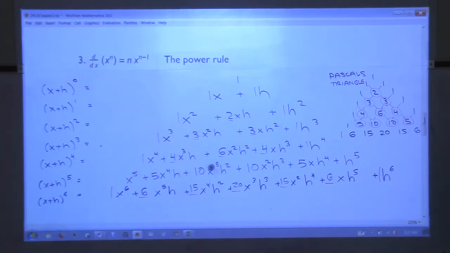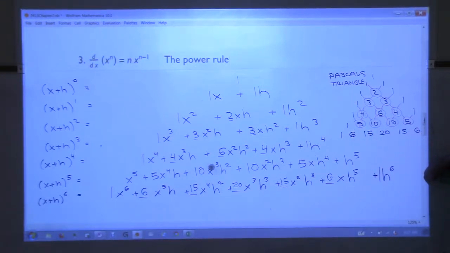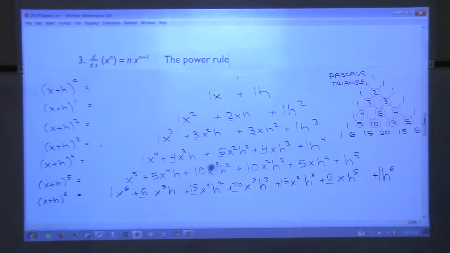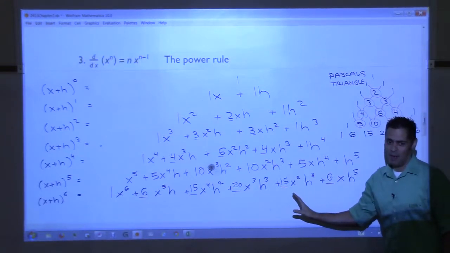All right, I'll just add a little side note to this. Pascal was a mathematician. We call this Pascal's triangle, but the Chinese actually discovered this long, long before Pascal did. For some reason, he gets the credit for it. But okay, all right. Now, somehow, some way, this is going to help us get the power rule.